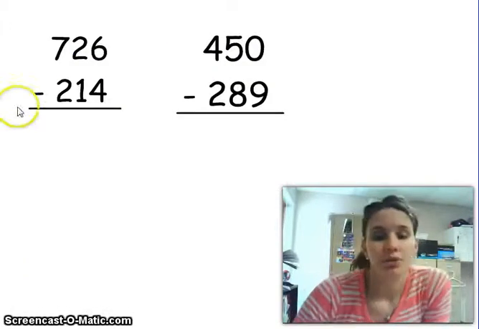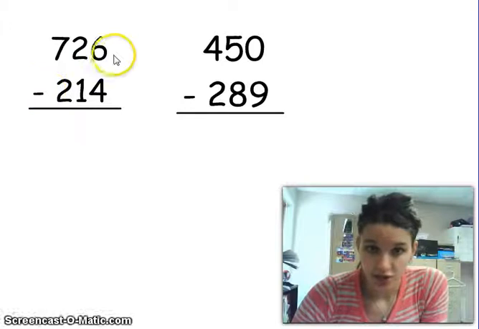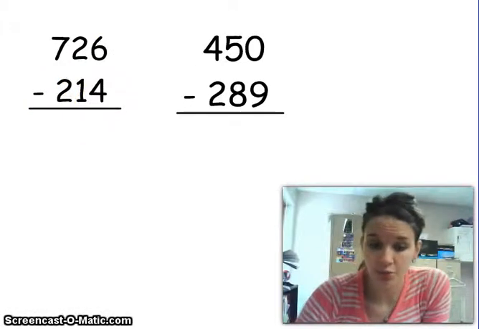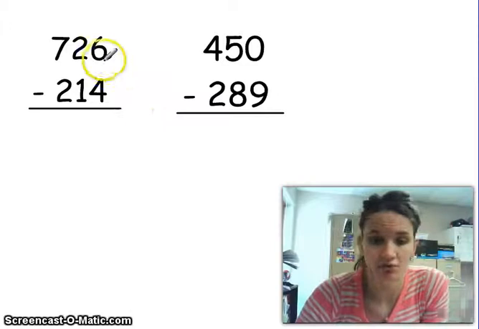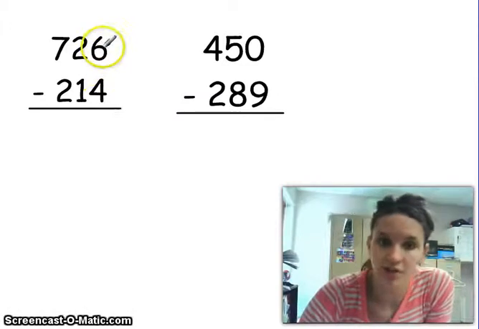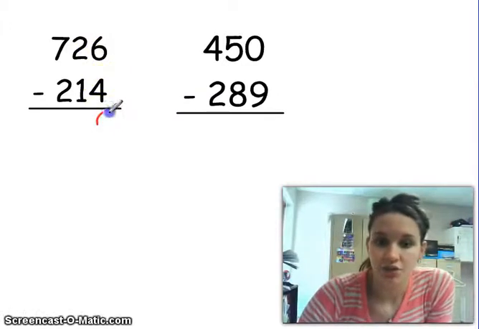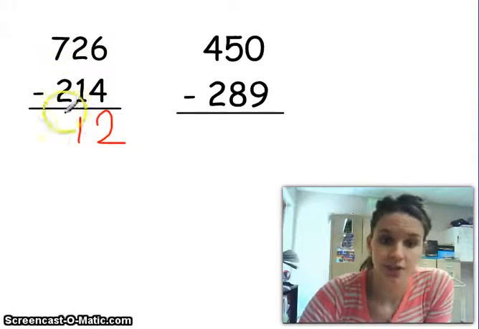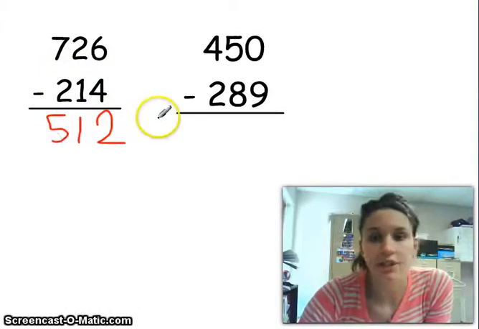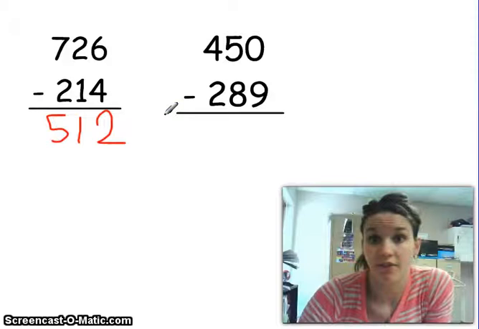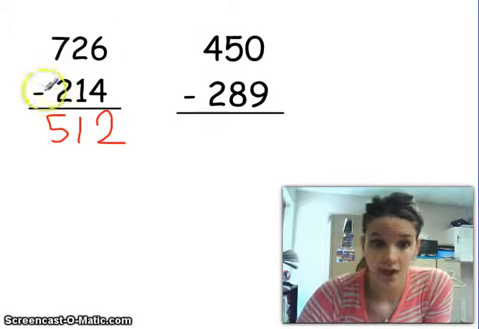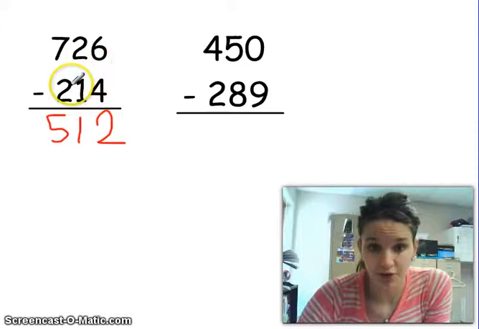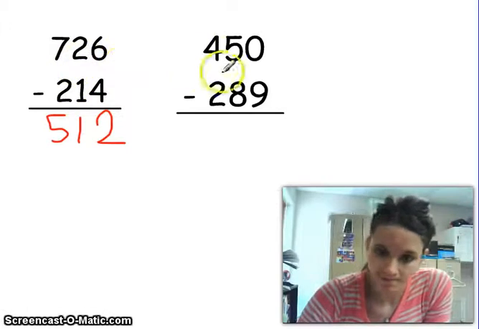So here are some really simple examples I'm sure you guys could do, especially this left one, in your sleep, I would hope. We'll go through it together just as a reminder. Always start in the ones. 6 minus 4 is 2. 2 minus 1 is 1. 7 minus 2 is 5. Really easy example, mostly because we don't have any regrouping to do. The smaller number always goes on the bottom. All of our numbers are smaller, they match up, easy.